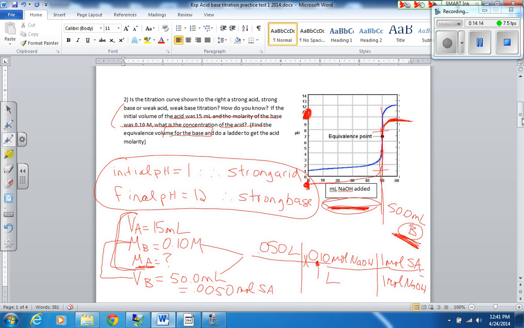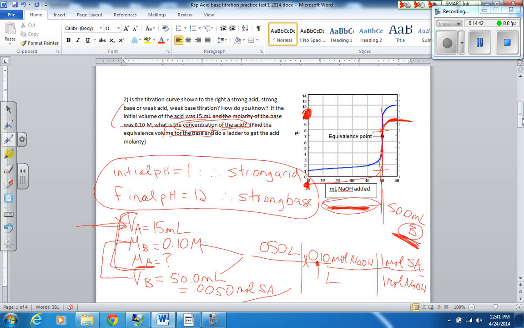And I have the volume of the strong acid, so what do I do to get molarity? Moles over liters. Another question they had in the other class: when I ask you for concentration, you have to translate that in your head. She's asking me for molarity. Anytime I ask you for concentration, you're looking for molarity. So moles over liters is molarity. Where's the liters of the acid?